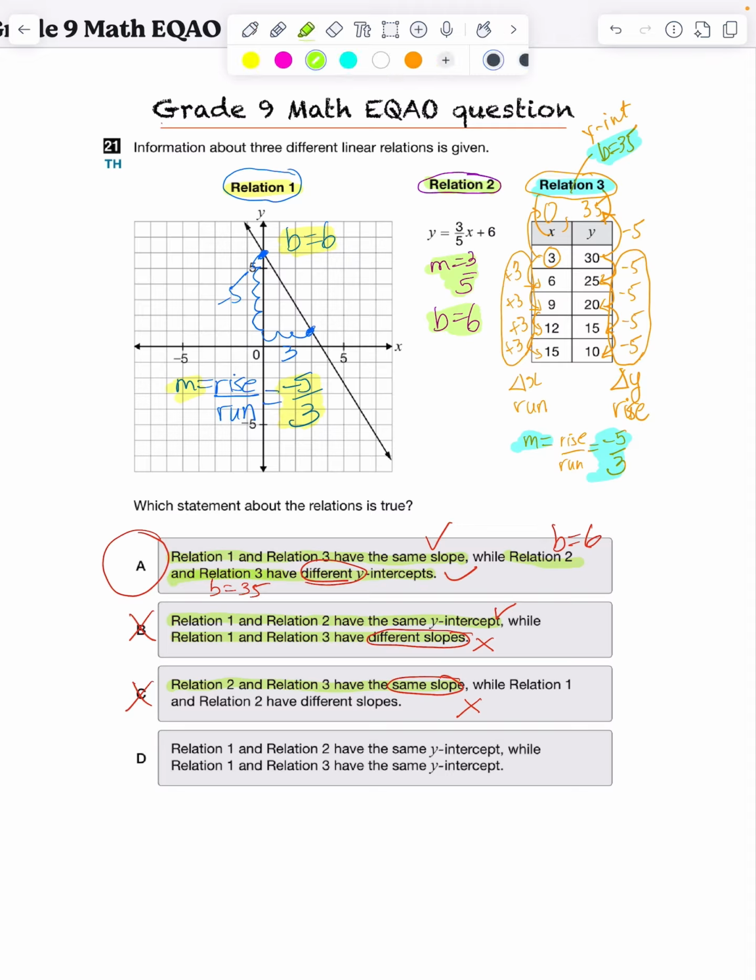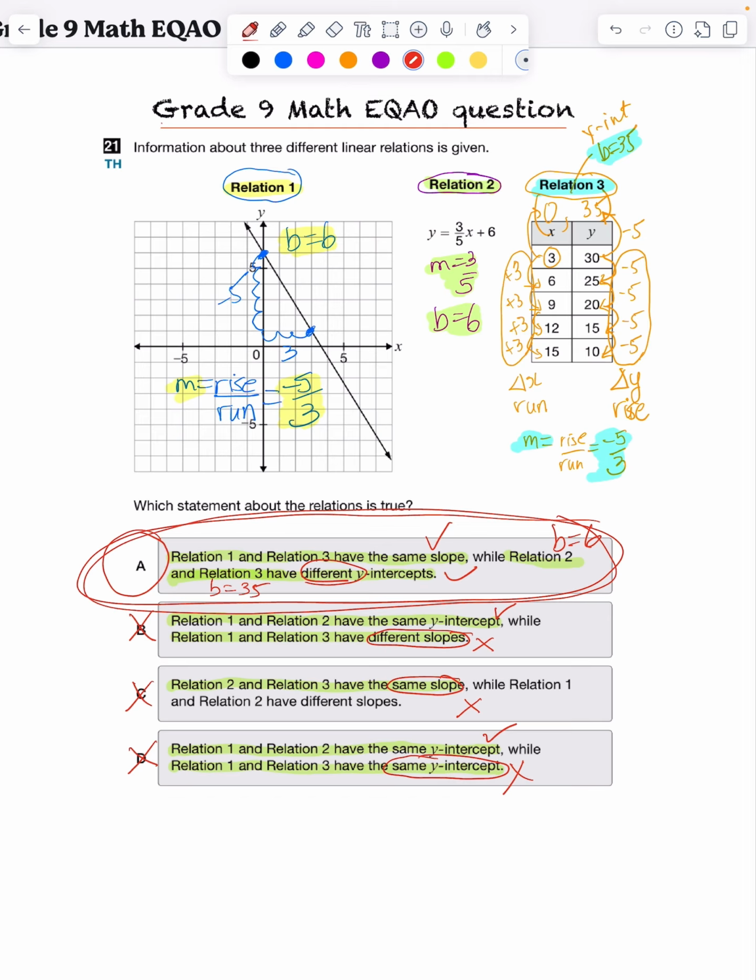Looking at option D, relation 1 and relation 2 have the same y-intercept. When I look above, yes, that is true. But looking at the rest of the statement, relation 1 and relation 3 have the same y-intercept. Does relation 1 and 3 have the same y-intercept? No. D is not the option. So therefore, our answer is A, by looking at y-intercept, y-intercept, y-intercept, slope, slope, and slope. That was easy.